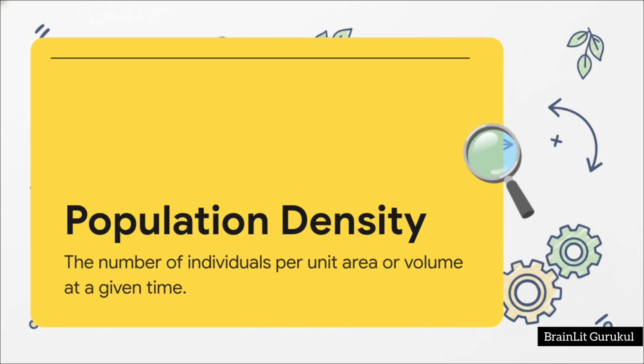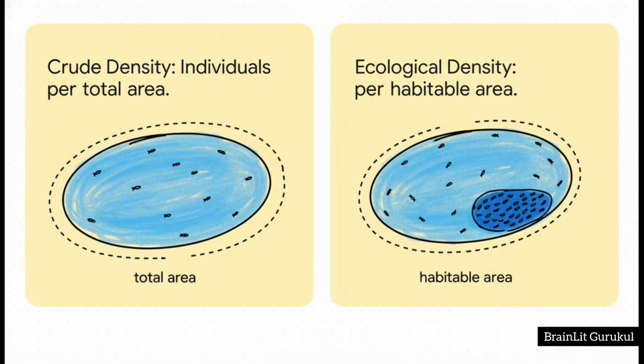First up on our dashboard is the pressure gauge, population density. This is all about answering the question, how crowded is it in here? Is it 10 oak trees per hectare or 1,000? Just knowing that one number tells you so much about the pressure on resources and how much competition is going on. But density isn't always that simple.